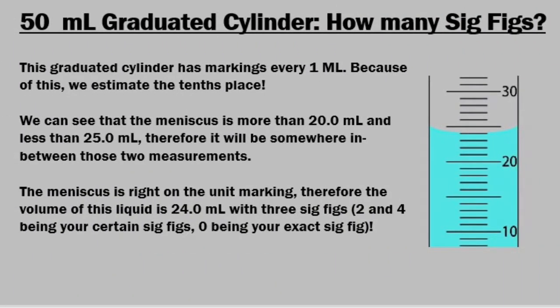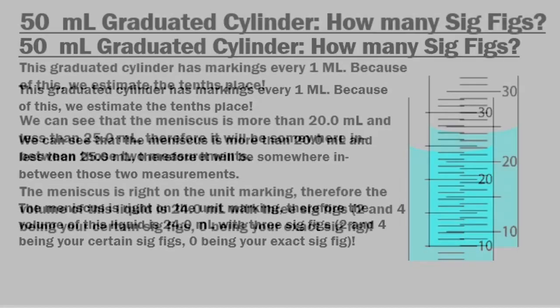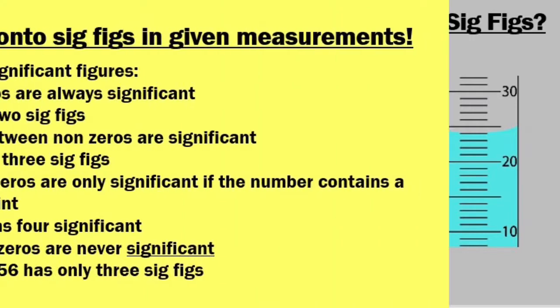Here we can see that the meniscus is more than 20.0 milliliters and less than 25.0 milliliters. Therefore, it will be somewhere in between those two measurements, and since the graduated cylinder has a unit marking every 1 milliliter, we estimate the tenths place, the number after the decimal place. So, since the meniscus is right on the unit marking, the volume of this liquid is 24.0 milliliters, with your 3 significant figures being 2, 4, and 0.